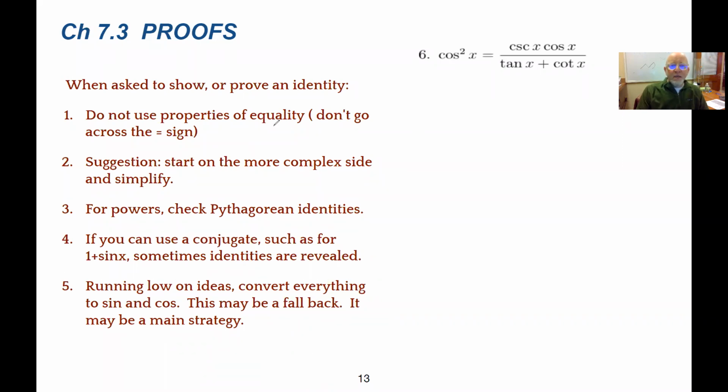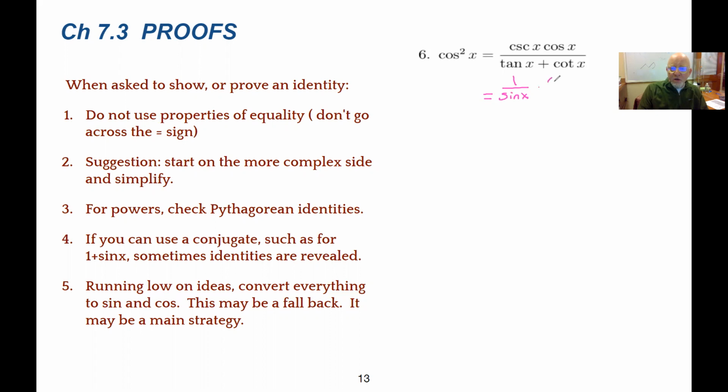So let's see. What strategies are we going to use here? Cosine squared certainly is the simple side. I wouldn't want to try to make cosine squared x into this complex fraction that we have on the other side. So we're definitely going to work on the right side this time. Cosecant, cosine, I don't see any obvious trig identities. There's no powers. I think I'm going to go back to my strategy number 5, convert to sine and cosine. One of my favorites is just to change everything to sine and cosine and pray for the best. So cosecant is 1 over sine x.